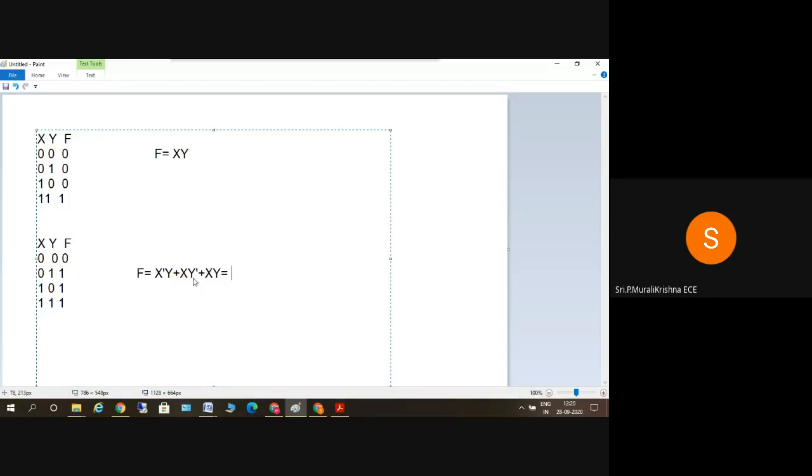So which is taken as common here? x bar, x, sir. y plus x is taken as common here. So it is y plus y bar, and y plus y bar is equal to 1. So what will we get here? x bar y plus x. So we can write this as x plus yz, right?